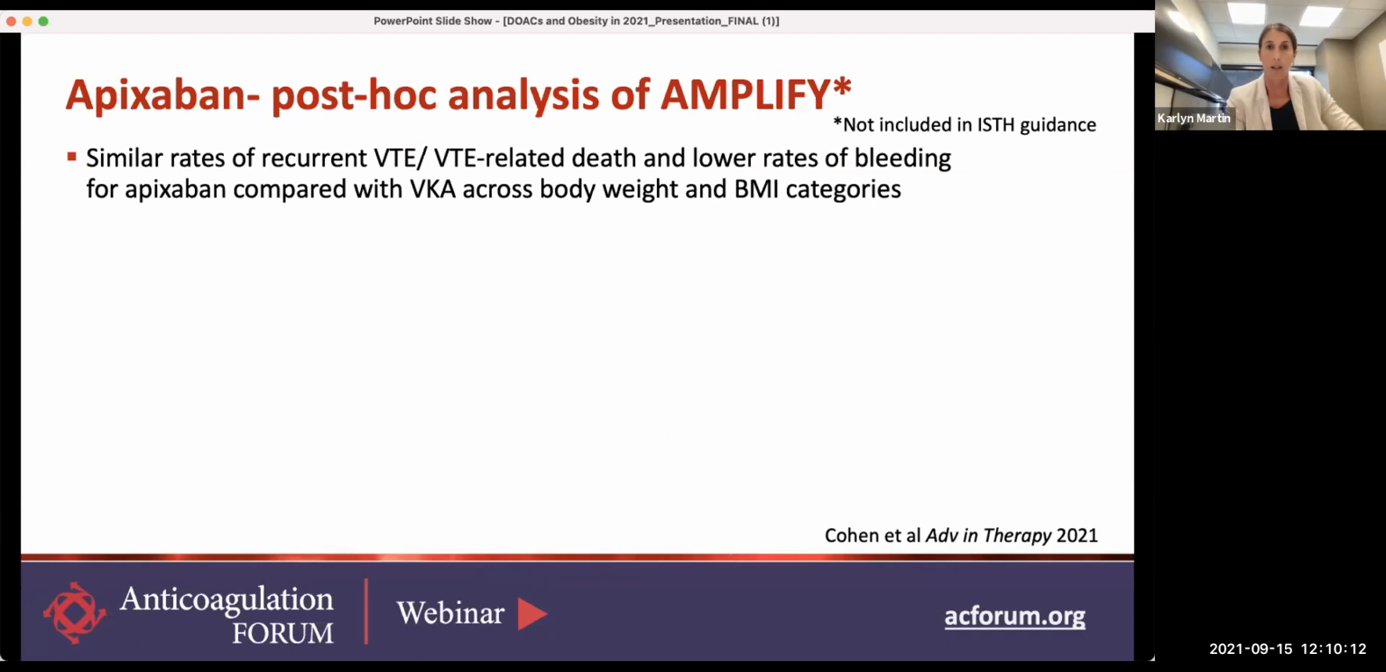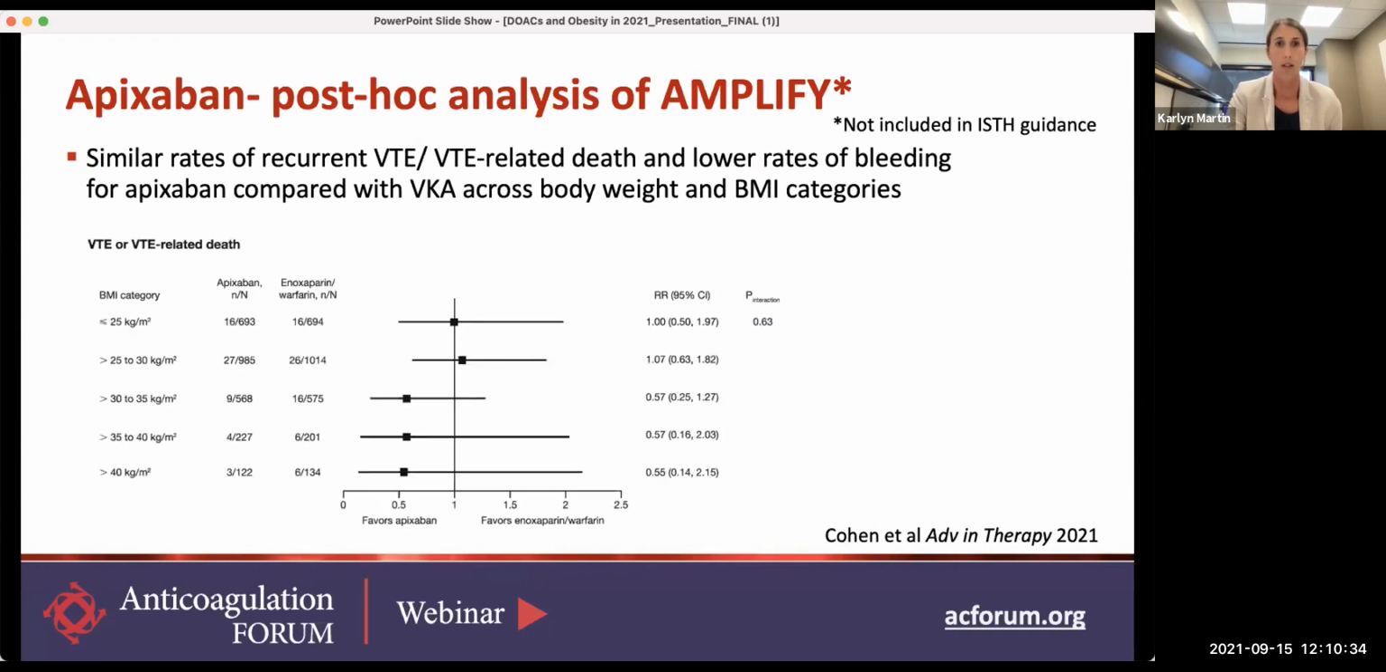Next, I want to highlight data from the post hoc analysis of the AMPLIFY study for apixaban. I want to note that this was published after our literature review, so we did not review this paper in our guidance statement, and we did not include it in our conclusions, but wanted to highlight it today. They found similar rates of recurrent VTE or VTE-related death.